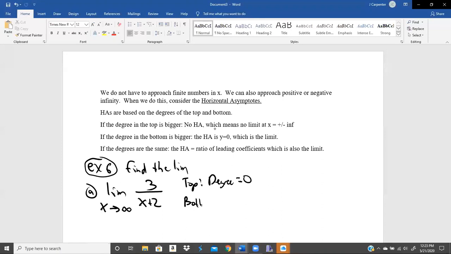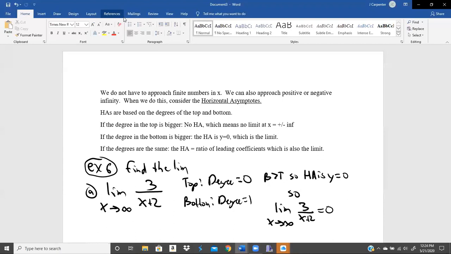The degree of the bottom is 1. There's an x to the first right here. I just don't write the 1. No one writes that 1. So the bottom is bigger than the top. So your horizontal asymptote is y equals 0. So the limit as x goes to infinity or even negative infinity of 3 over x plus 2 is equal to 0. That's the answer.